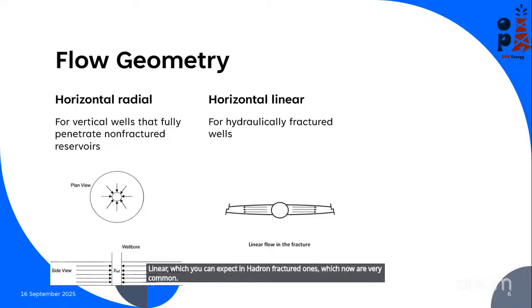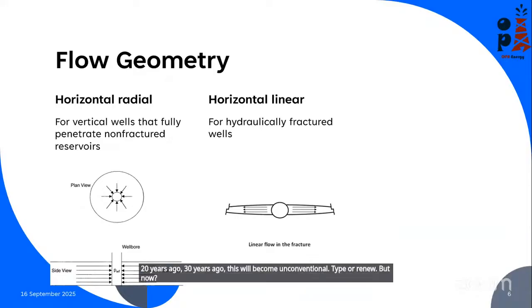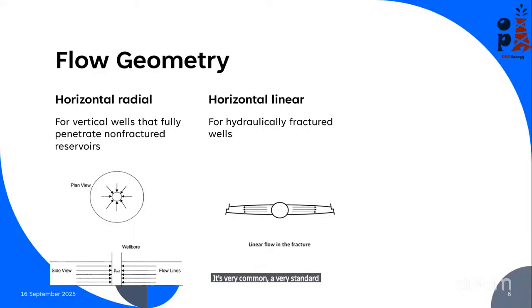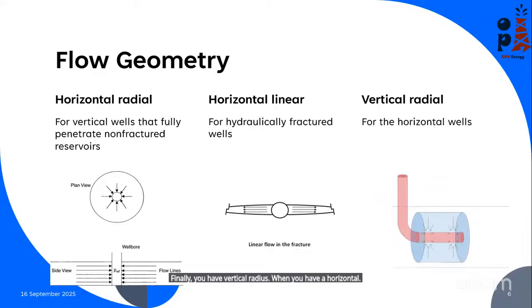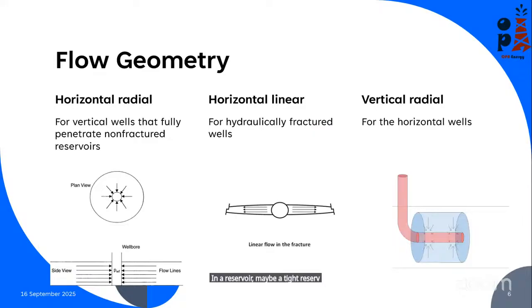20 years ago, 30 years ago, this would be an unconventional type or a new one. But now it's very common, very standard practice in some companies to fracture every well, sometimes every layer. So it is now more accessible by companies, so it's more common. Finally, you have vertical radial, when you have a horizontal well drilled in a reservoir, maybe a tight reservoir, maybe with a small pay zone. So we go to the horizontal well, so the vertical radial flow will be present there.